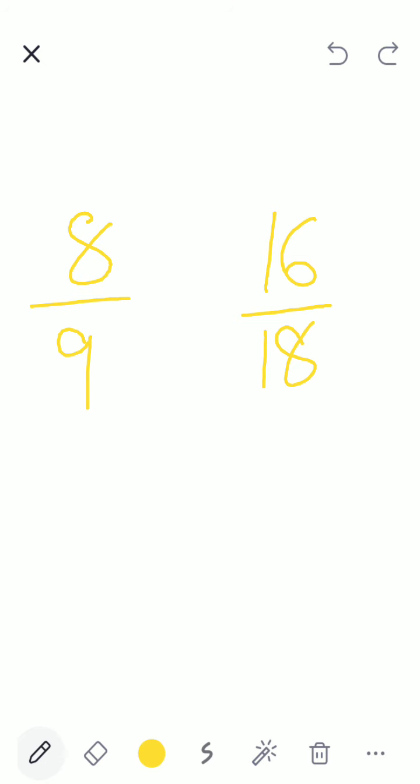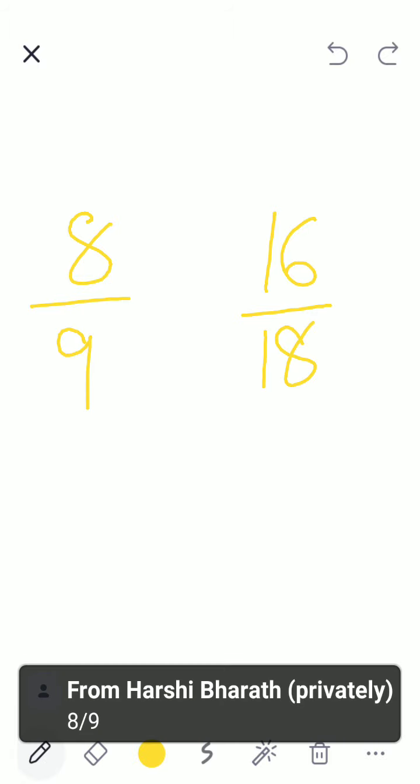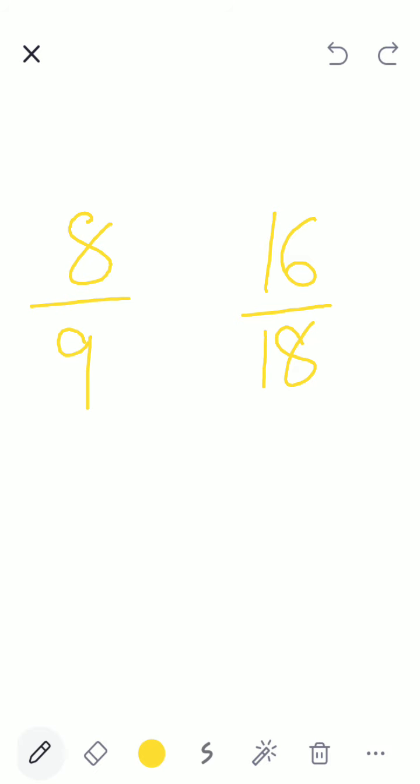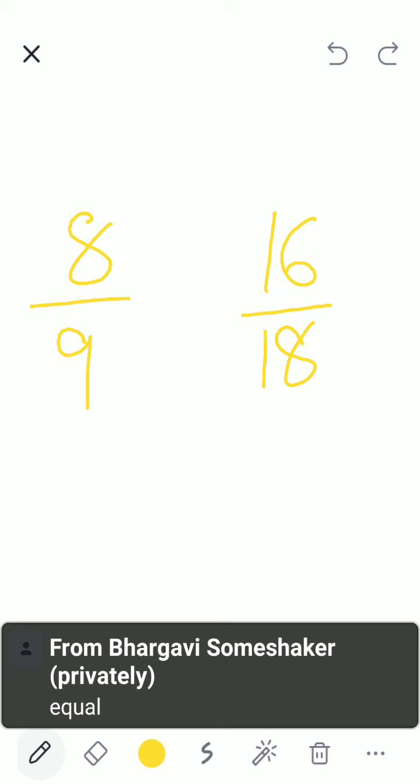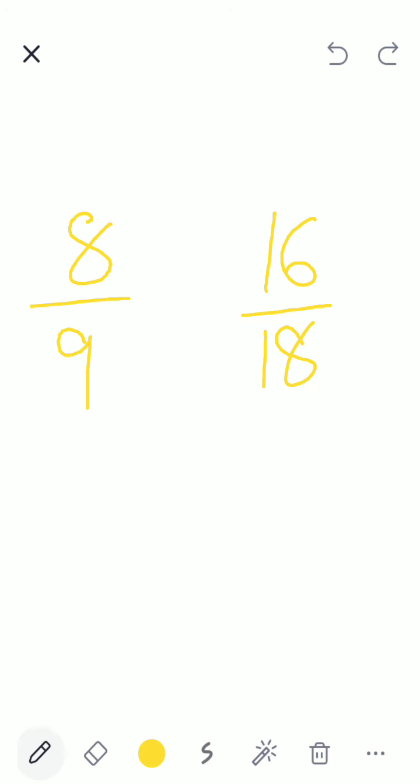Which is bigger? Wrong, Harshita. Very good, Bhargavi. Excellent. No, no, put it in private chat. Send the message to me. No telling the answer.